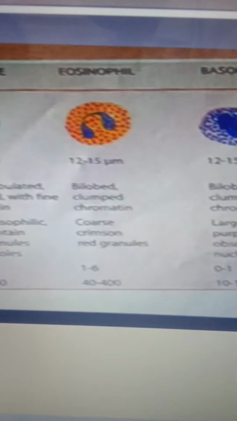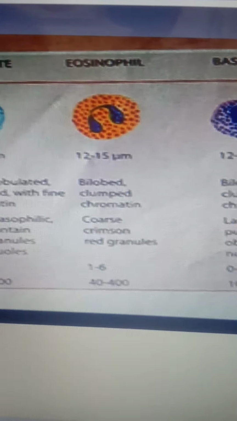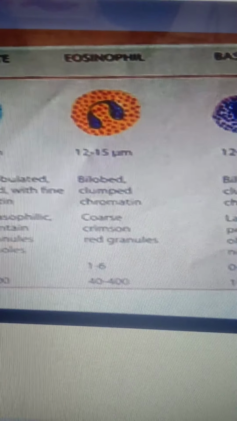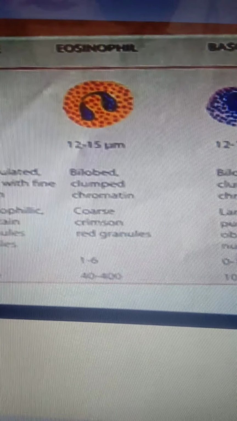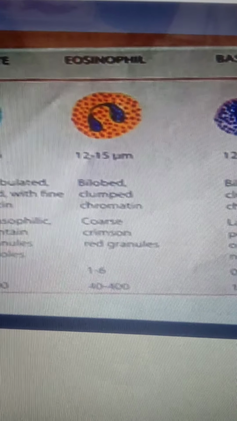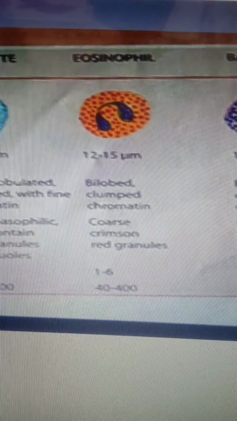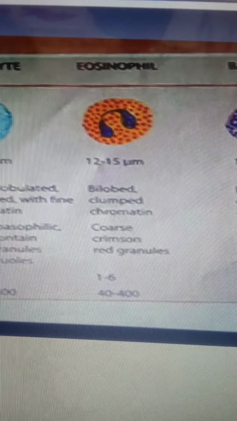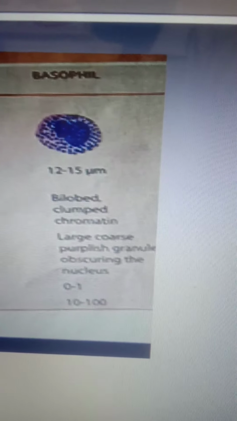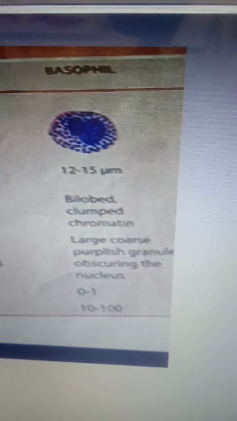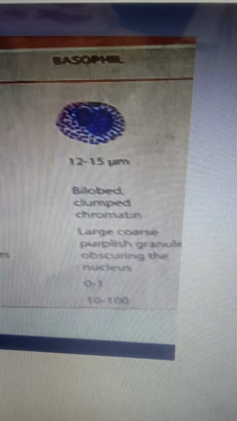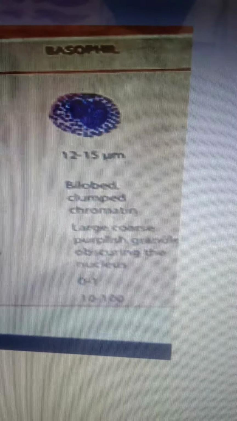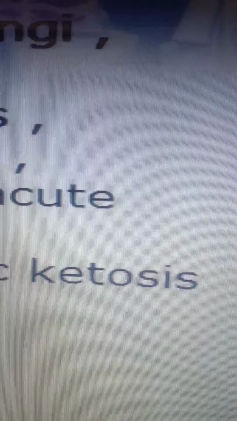Then eosinophils have a bilobed nucleus. The cell diameter is 12 to 15 μm. The normal percentage is between 1 to 6 percent, and the absolute count is between 40 and 400. Then basophils: the cell diameter is 12 to 15 μm, and the nucleus is bilobed. The normal percentage is 0 to 1, and the absolute count per μL is between 10 and 100.